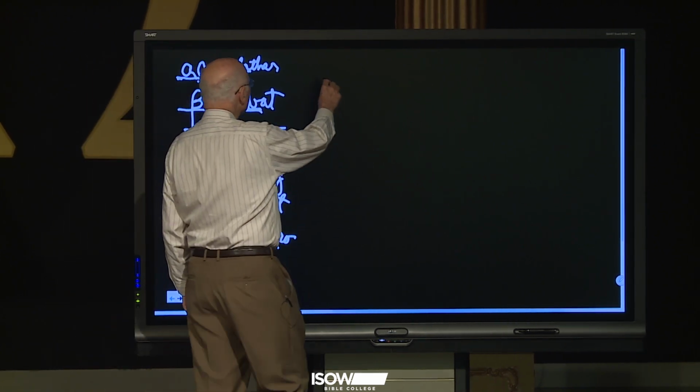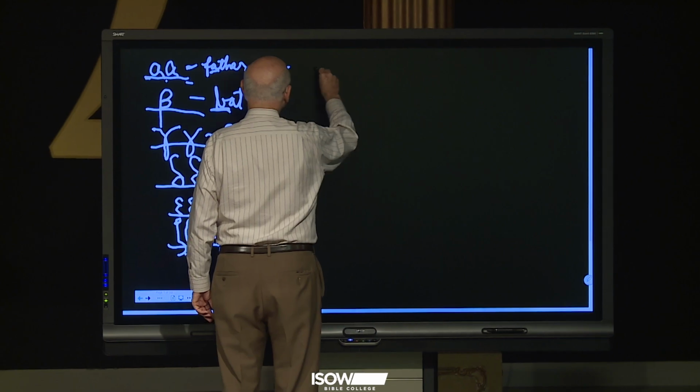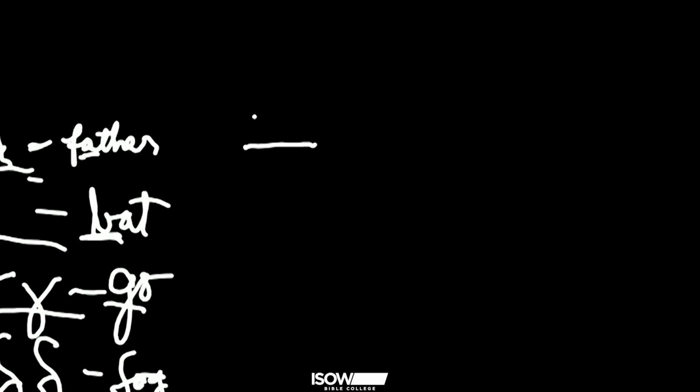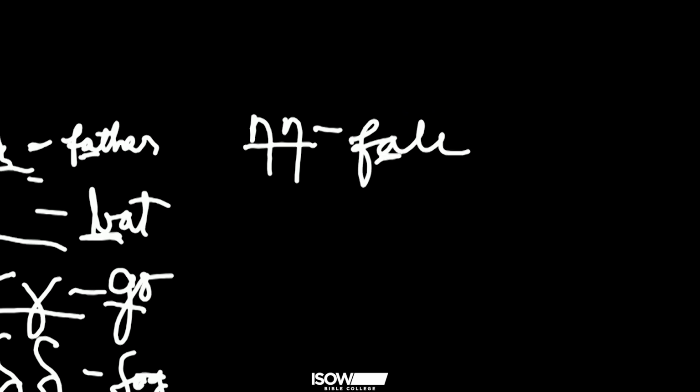The next letter looks almost like an English N. You begin above the line, come down, and you hang the foot below the line. That is an eta. And it is pronounced like the A in fate.